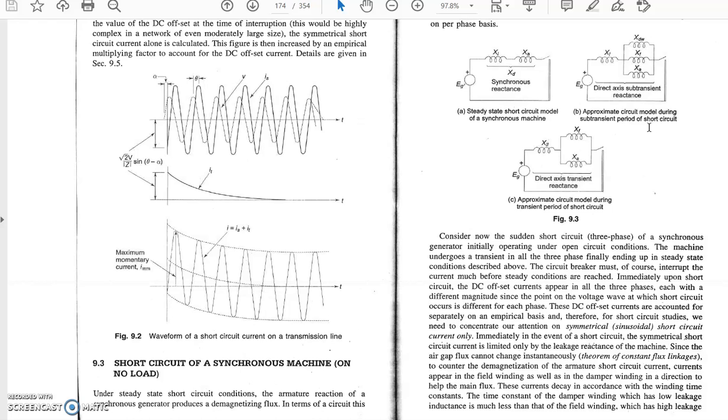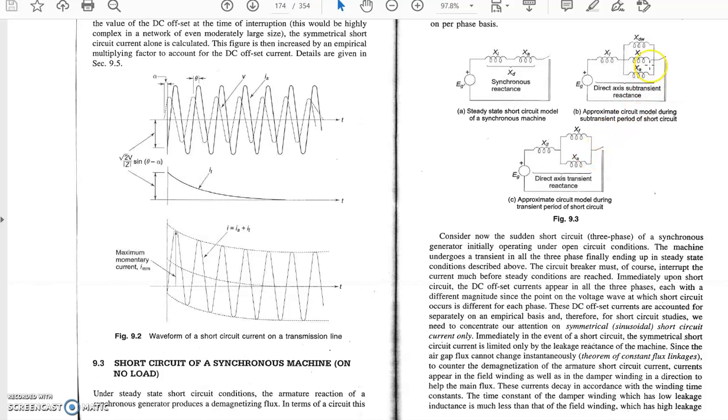To counter the demagnetization, the armature short circuit current appears in the field winding as well as in the damper winding, in a direction that helps the main flux. Now the current decays according to the winding time constant. The time constant of the damper winding, which has low leakage inductance, is much less than that of the field winding, which has high leakage reactance. So after some time, according to the winding time constant, the current first dies out from the damper winding. Now only the XF field winding and the armature winding come into the picture.